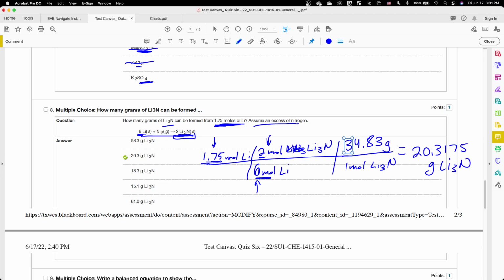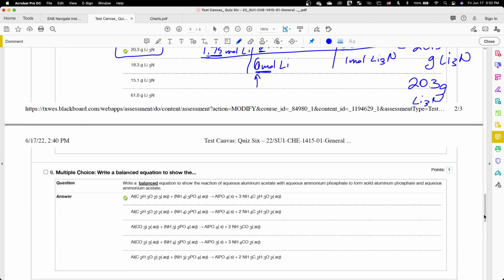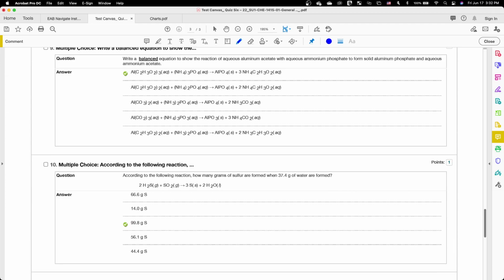And so we have 3, I think. Yeah, we have 3 sig figs. And so to make it 3 sig figs, I round down right there. So the answer is 20.3 grams of lithium nitride. And let's see if there's an answer for that. Oh, and it's right there. See? Just regular old stoichiometry.